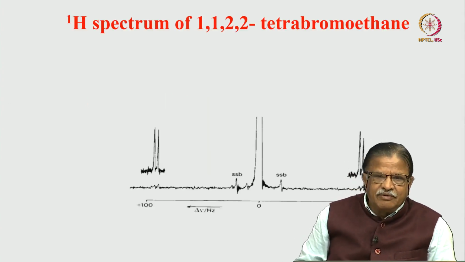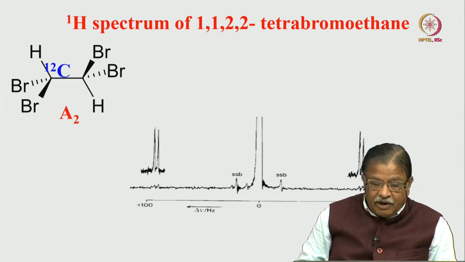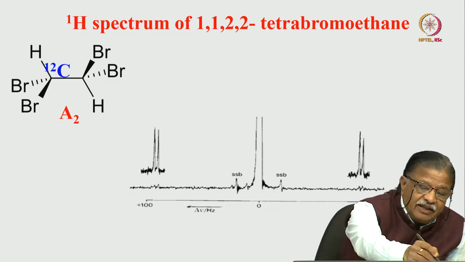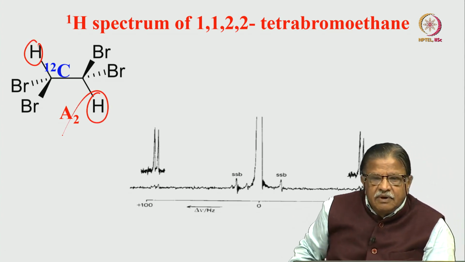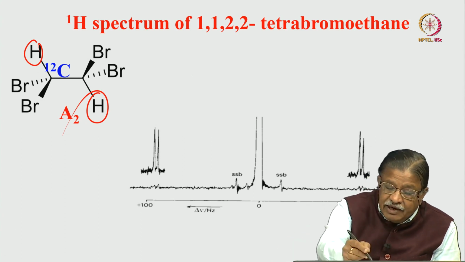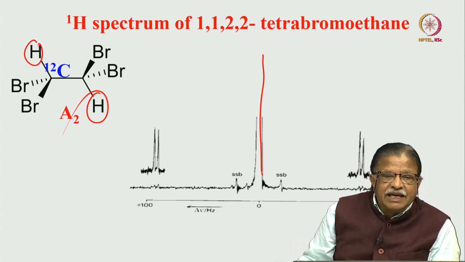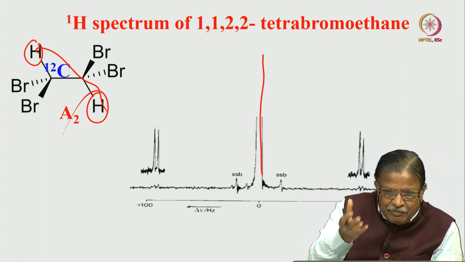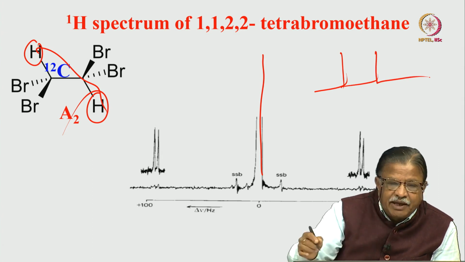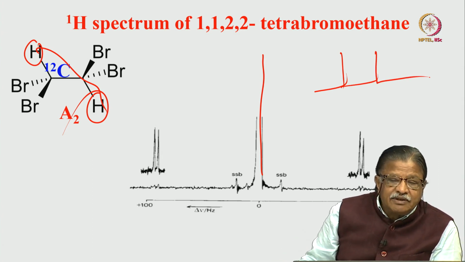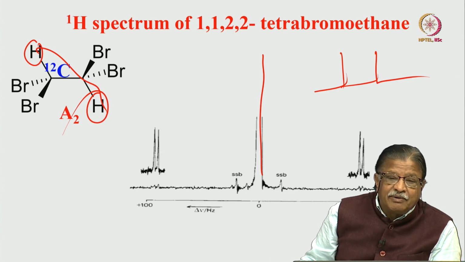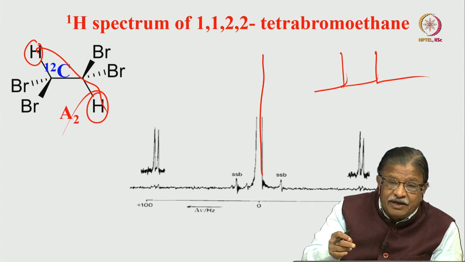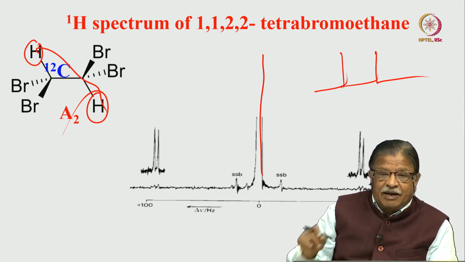Take the example of 1,1,2,2-tetrabromoethane. It is a simple molecule. These 2 protons, if you carefully see, are chemically equivalent. How many peaks will it give? It will give only a single peak. When there is a single peak, how do you get the HH coupling? You cannot. At least there must be a doublet to measure the separation and get the J coupling. So for chemically equivalent spins, couplings are not reflected. The splitting pattern is not seen, and couplings though present are not reflected in the spectrum.